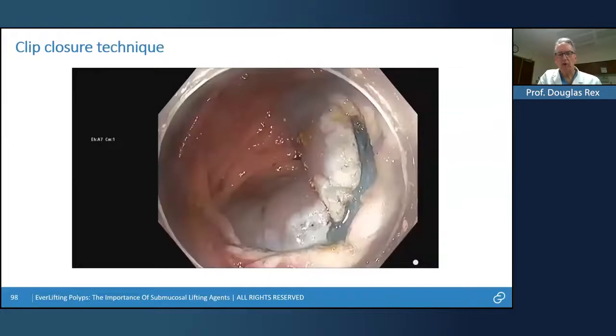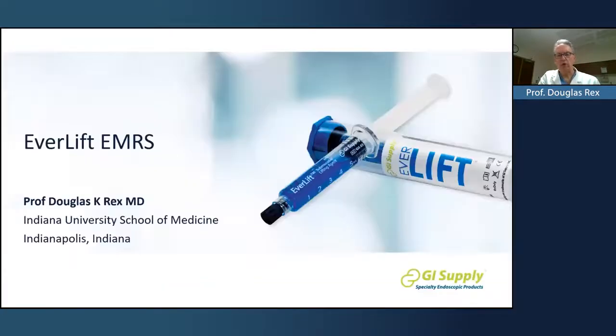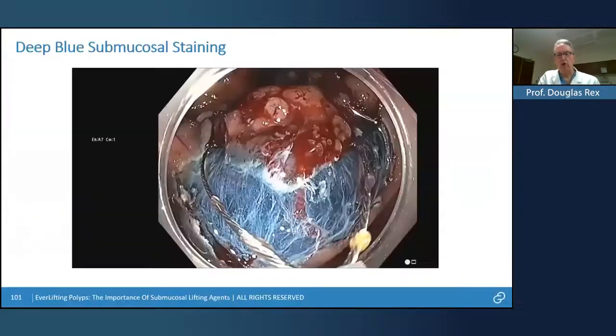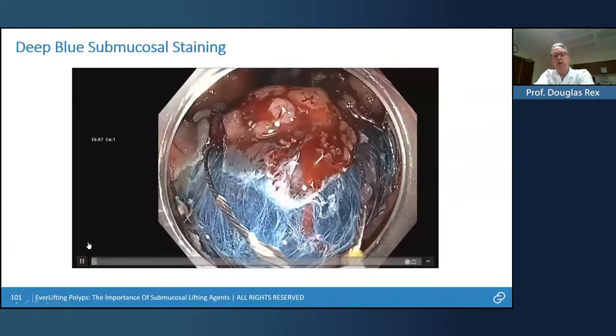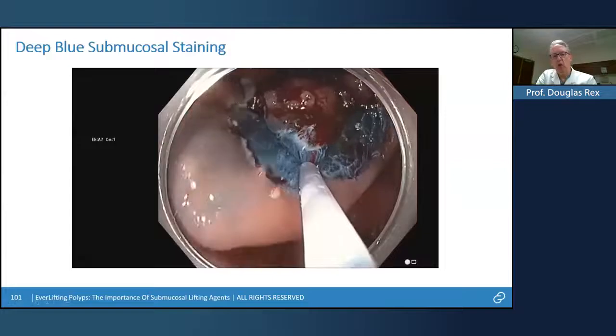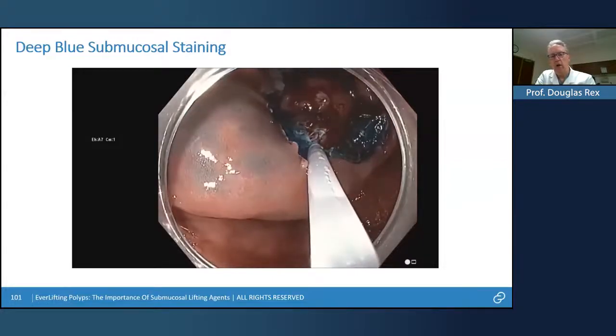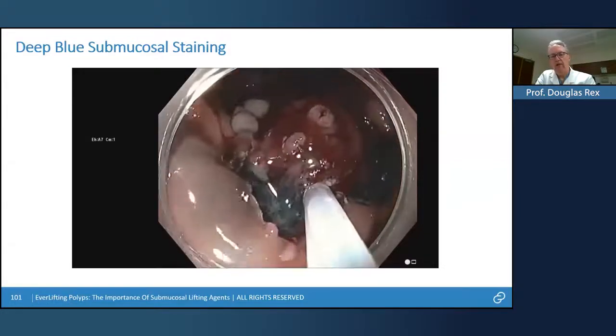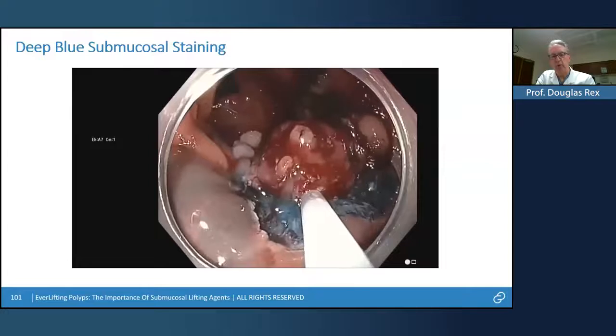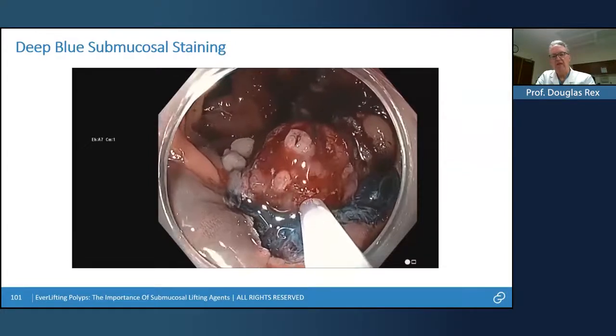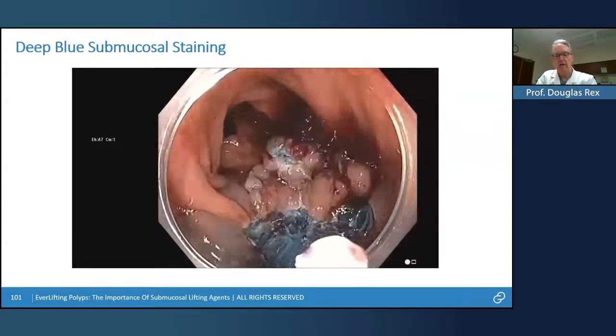I'm going to skip over talking about clip closure just for time's sake and show you a few videos with EverLift. So here is EverLift in action. And I mentioned one of the things that I like about EverLift is that it has this really deep blue color that gives nice staining of the submucosa.